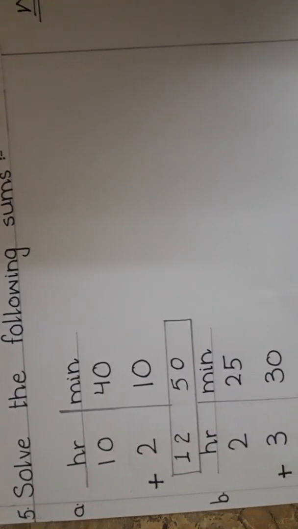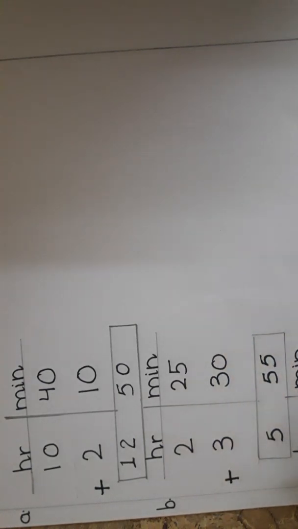Next, move to the next question, B part. 2 hours 25 minutes, 3 hours 30 minutes. So 5 plus 0 is 5. 3 and 2, how many? 5. Again, 3 plus 2, 5. So what is the answer? 5 hours 55 minutes. Move to the next question.